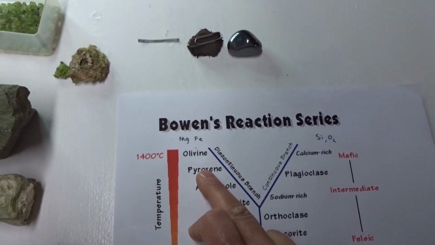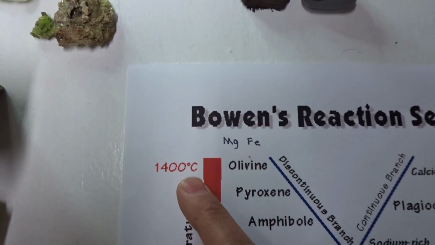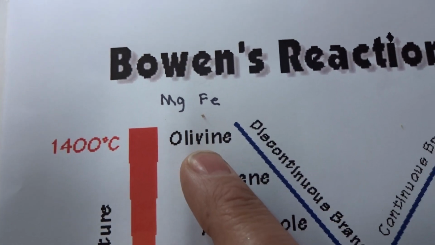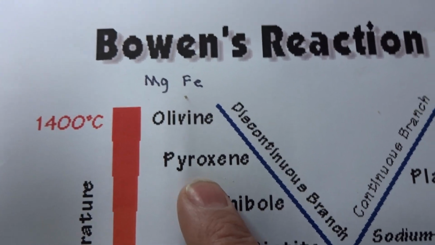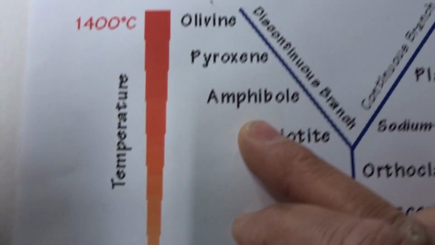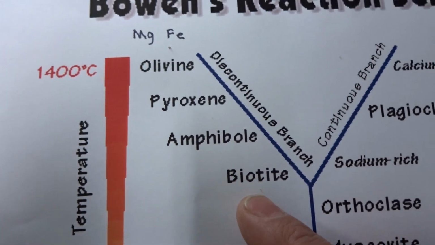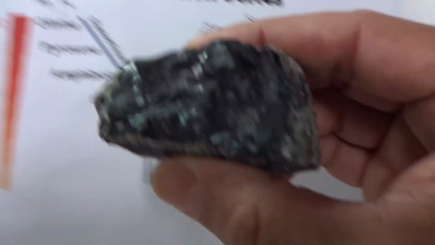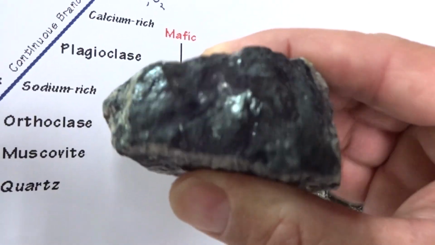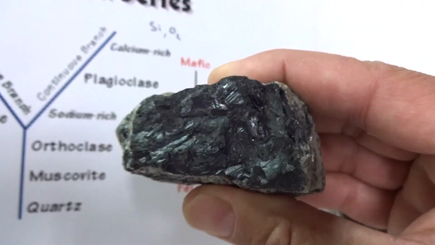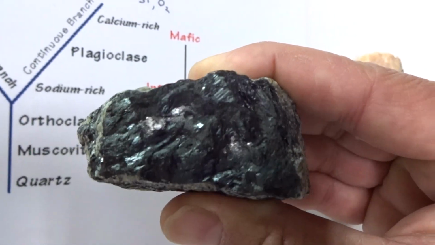So we see that as the temperature decreases, first the peridot, then the olivine, then the pyroxene, and the amphibole, as temperature decreases, solidify out until we get to biotite mica. Here's an example of biotite mica. This is a schist that I've prospected. Biotite mica, it's absolutely beautiful.